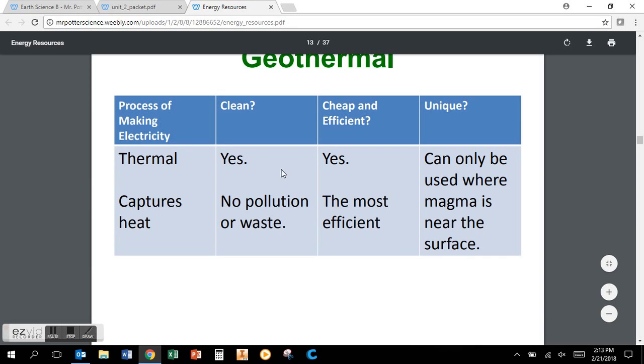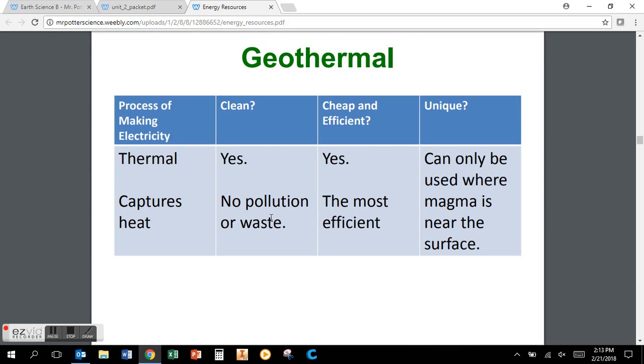There may be some problem with pumping water underground, but generally it's not considered bad for the environment. It's really cheap and efficient. There's very little energy input on our part. And what's unique about this one is it can only be done near places that have magma near the surface, so volcanoes or hotspots. Otherwise, we can't really generate electricity from it. So in Michigan, we don't really have any of those things, so we can't use geothermal to generate electricity.